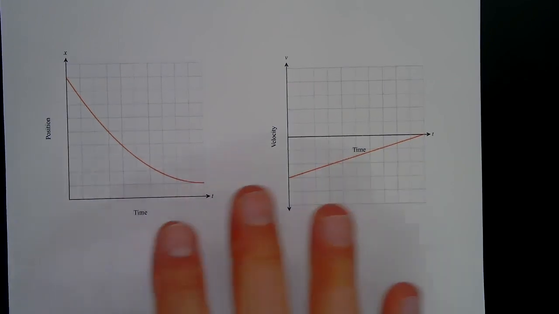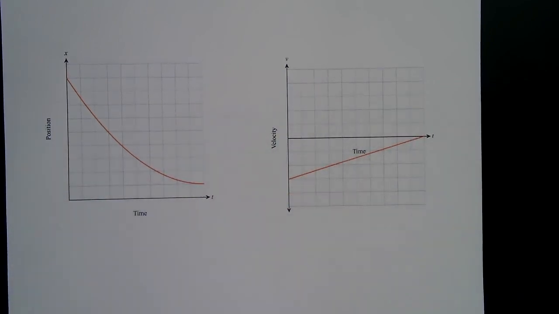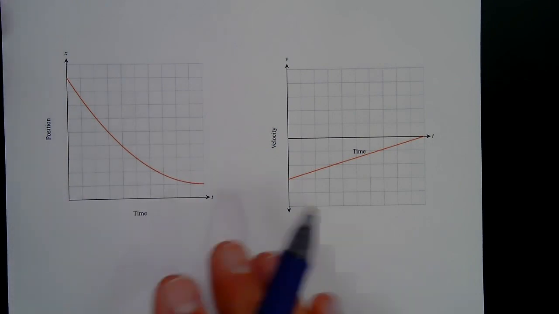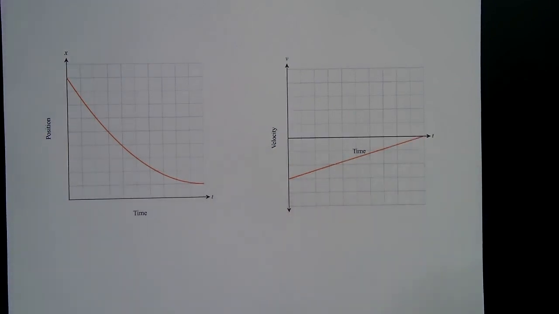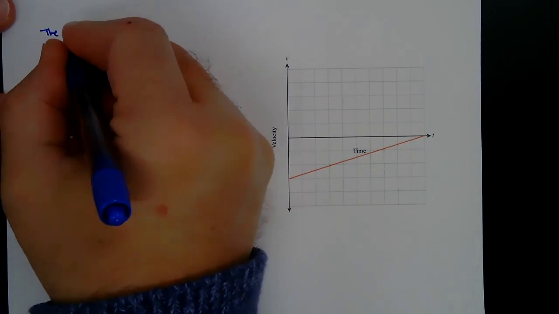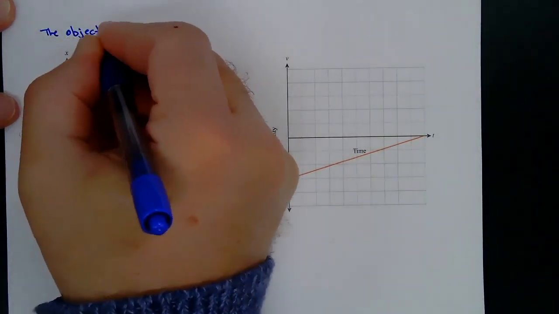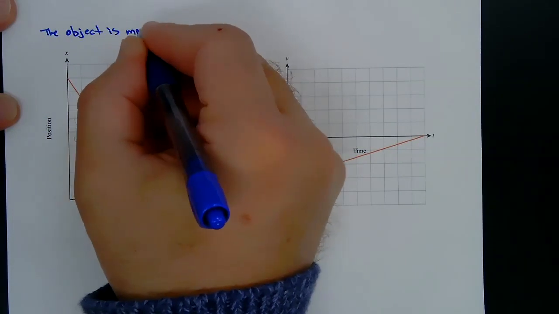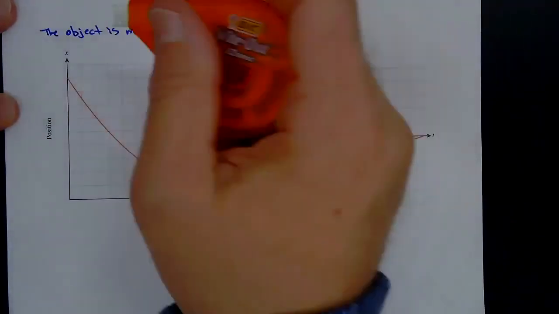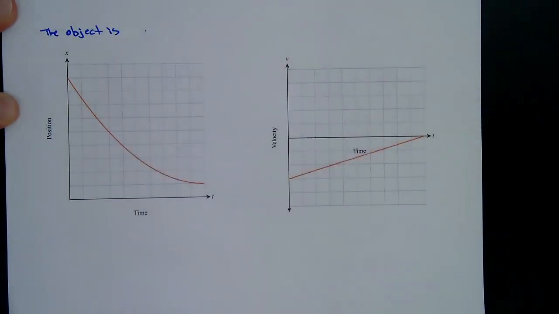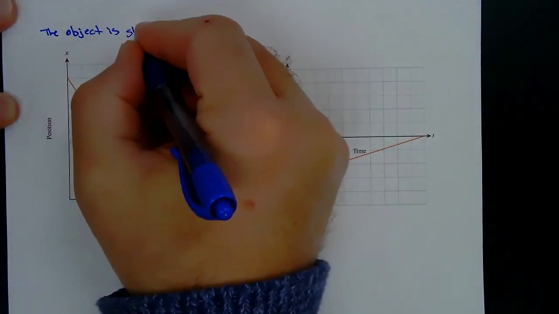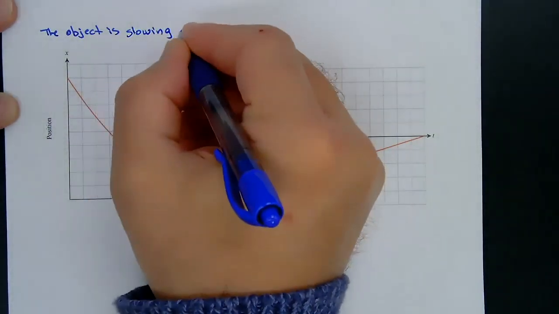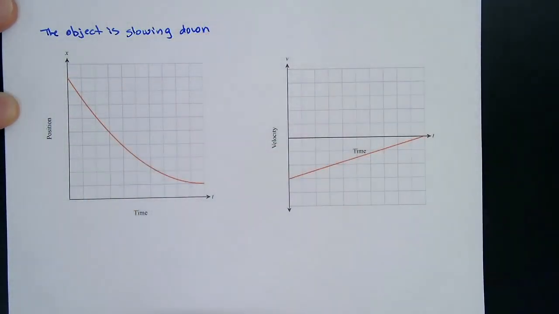This position time graph and this velocity graph are also describing the same motion. And so to read these, I can tell, because I've been doing this for a while, that this object is slowing down and moving in the negative direction. So let's write that. The object is moving, well, actually, I should say slowing down. The object is slowing down and moving in the negative direction.